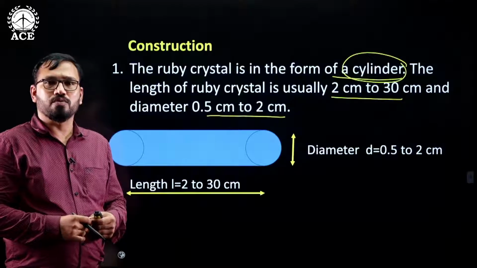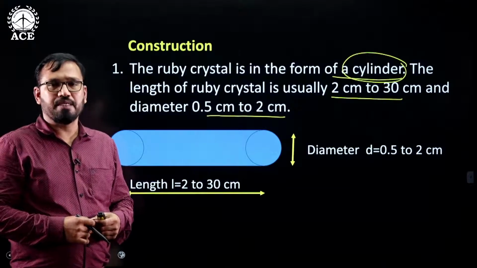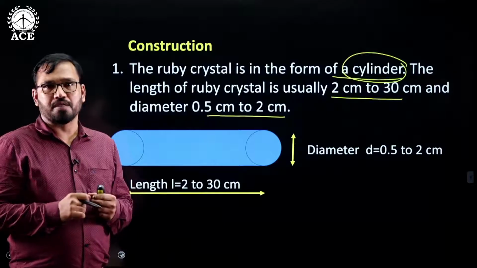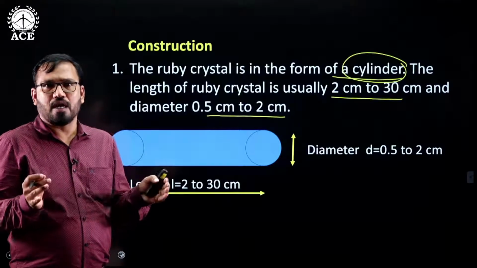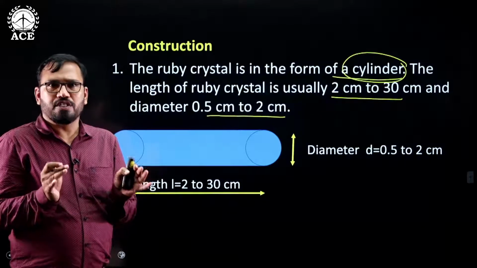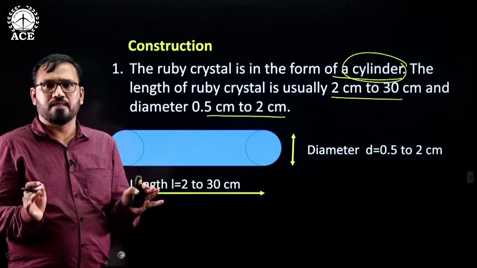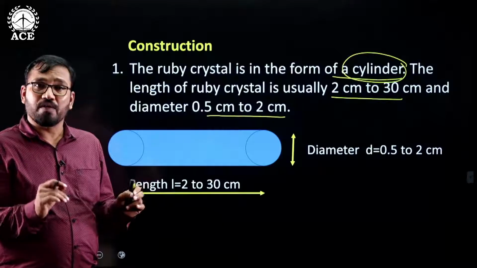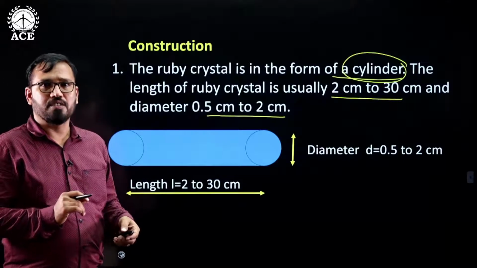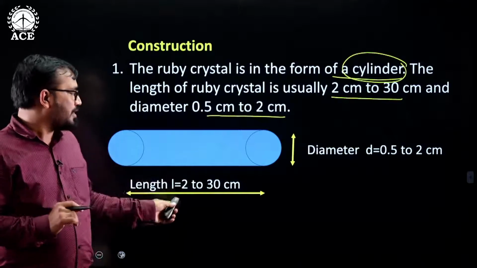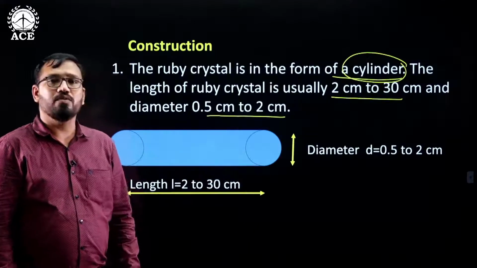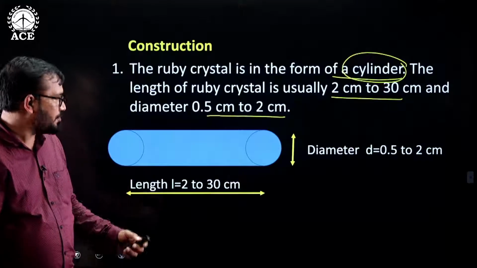So first, construction. Ruby laser, I told you, is a solid state laser. Solid means a rigid, strong body in which atoms and molecules are very closely packed. So that is a solid state laser. What is the shape of this ruby rod? It is cylindrical in shape. The typical length is 2 to 30 centimeter, and the typical diameter is 0.5 to 2 centimeters.